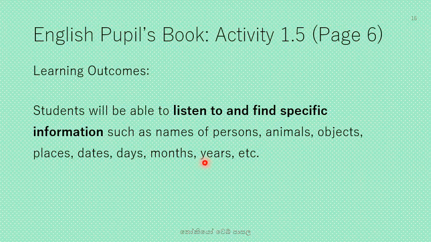So what we are going to do now is a listening activity. This will improve your skills in listening to someone else's reading and to extract the important information from what you hear.